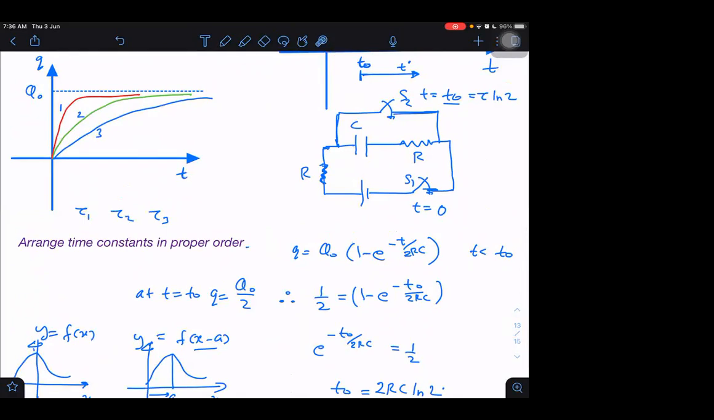The time constant is less for 1 and 2. This is the order: tau 1 is less than tau 2 is less than tau 3. The larger the time constant, the more time it will take to attain the final value. The lesser the time constant, the less time it will take to attain the final value.